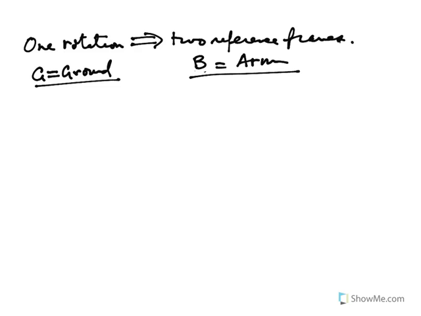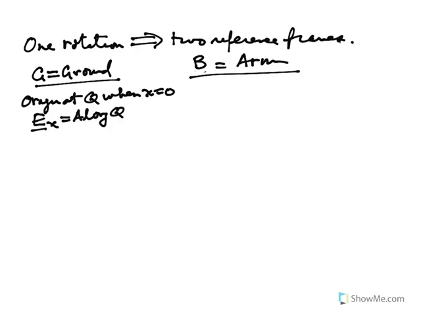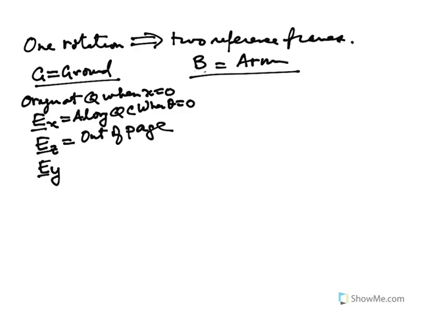Now, the coordinate system that's going to be fixed to the ground, its origin, is going to be at Q when y equals 0. That's an inertially fixed point. Then I'm going to put EX is going to be along QC when theta equals 0. And then EZ is going to be out of the page. And then EY is going to equal EZ crossed with EX.